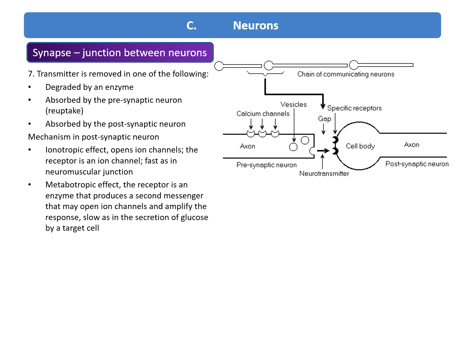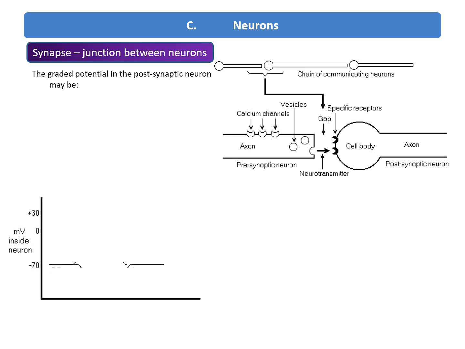The other type is a metabotropic effect. The receptor is an enzyme that produces a second messenger that may open ion channels and amplify the response. This is slower, as in the secretion of glucose by a target cell.